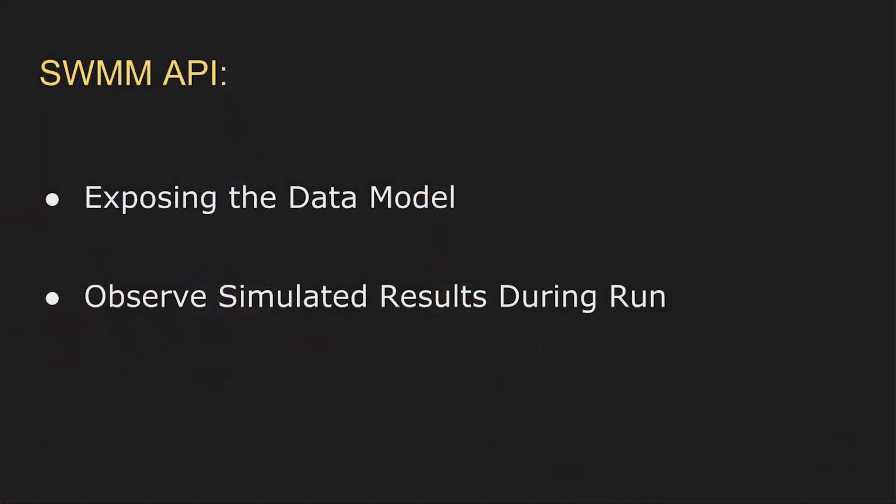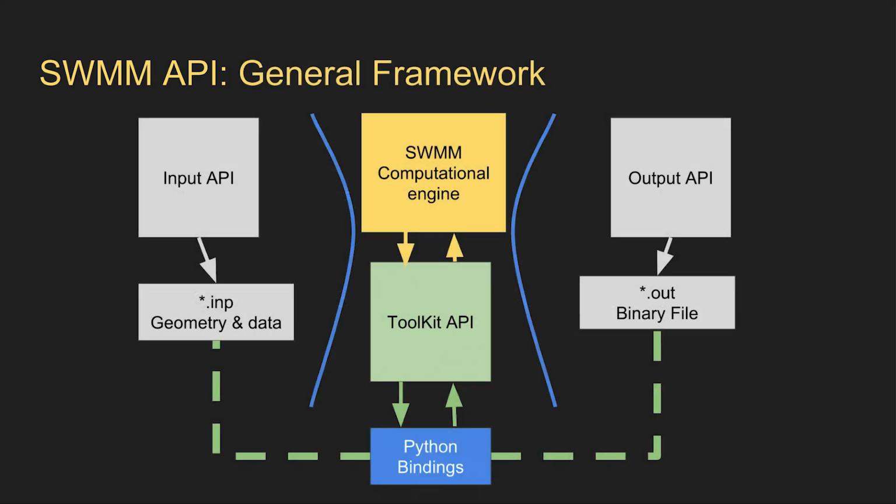So the SWMM API that was developed during the past two years is basically exposing the data model, which allows us to interact with the simulation in real time and perform more robust control than what we can do with the embedded language. So we basically have a computational engine. We have a toolkit API that was developed, and then we have Python bindings that talk to this toolkit API. On one side, we also have an input API that processes all the geometry and data for running the models. On the other side, we have an output API that controls the binary output of the numerical calculations.